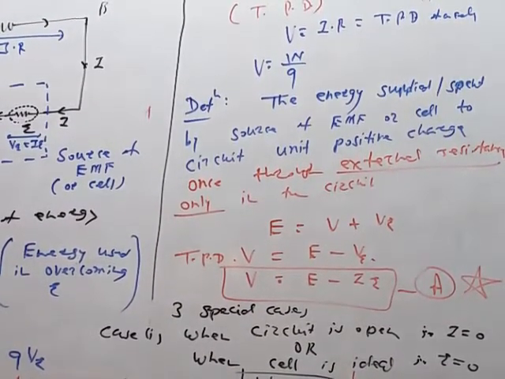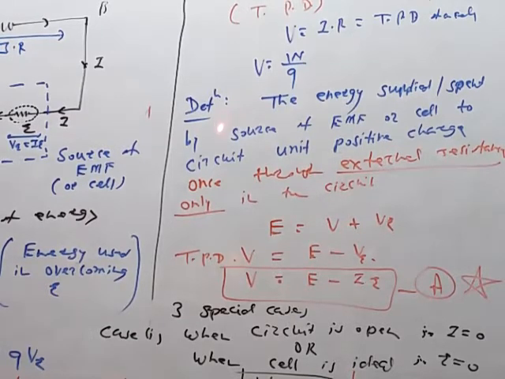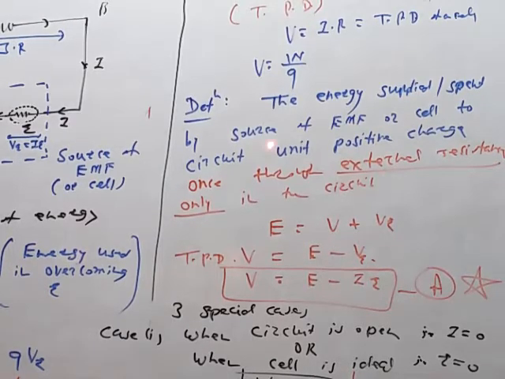So we know the definition of EMF. Now we have to see the definition of TPD. Terminal potential difference is given by I into R, where I is the current flowing through the external resistance R. It is the work done to circulate the charge Q through the external resistance R, and therefore the definition of TPD is like this: it is the energy supplied or spent by the source of EMF or cell to circulate the unit positive charge once through the external circuit.